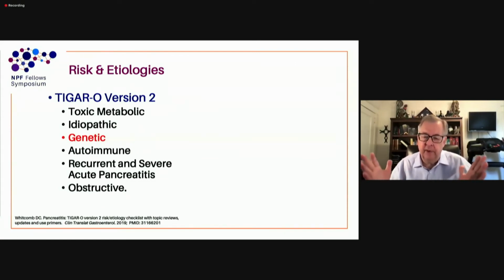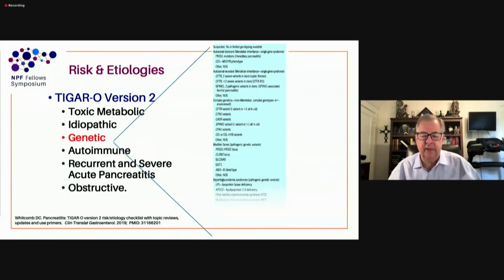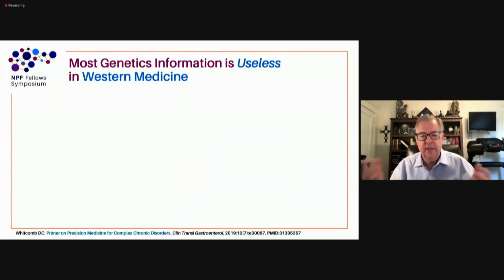So what we have also done is to try to understand what are the etiology and risk factors that together drive disease. This is the TIGAR-O classification system, and there are now over 30 things that are known to contribute to pancreatitis in one way or the other, genetics being one of the most important ones. And there are over 20 genes or loci that work together in interesting ways to cause pancreatic disease. And this is actually very important. But what we realize is that most genetic information is useless in Western medicine. And that's why we need to move to precision medicine.